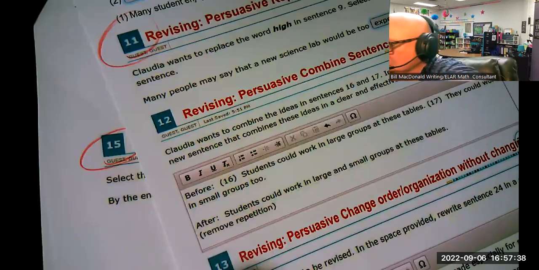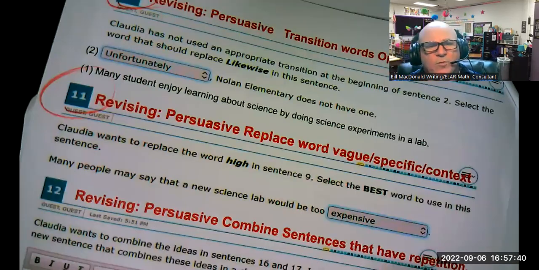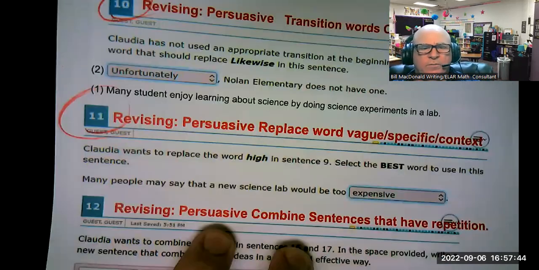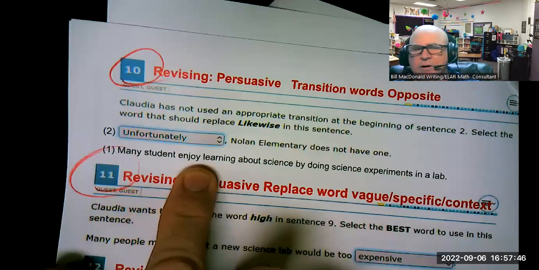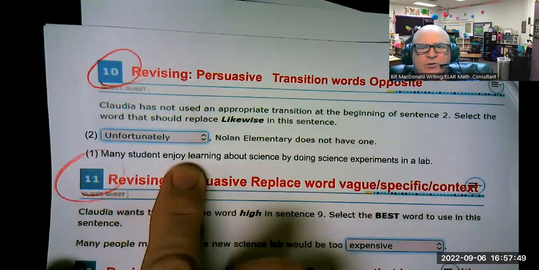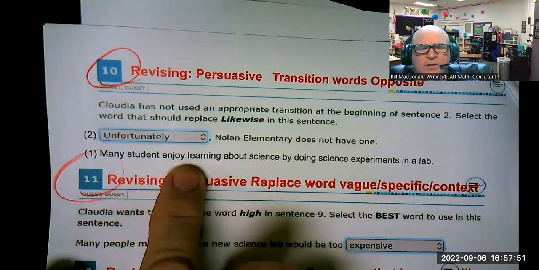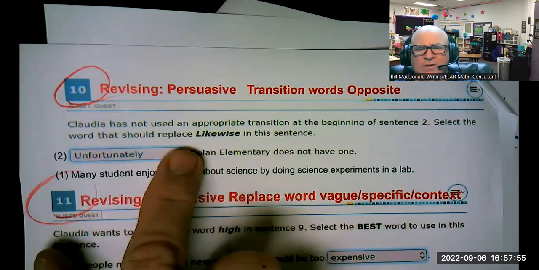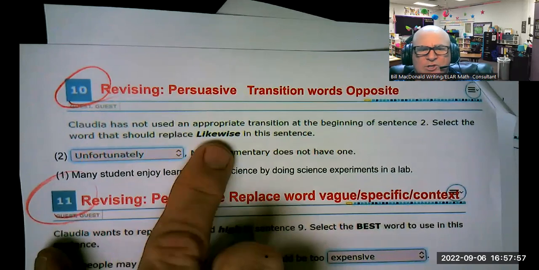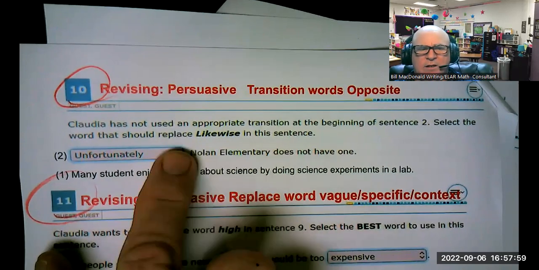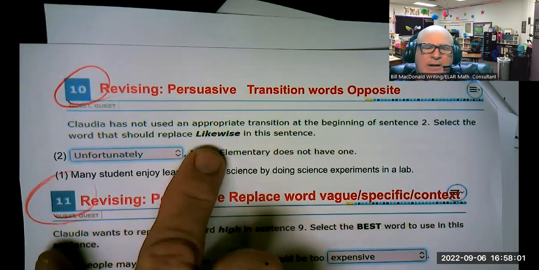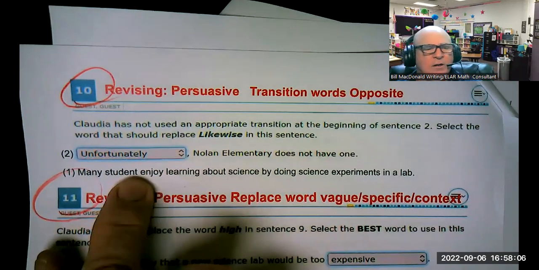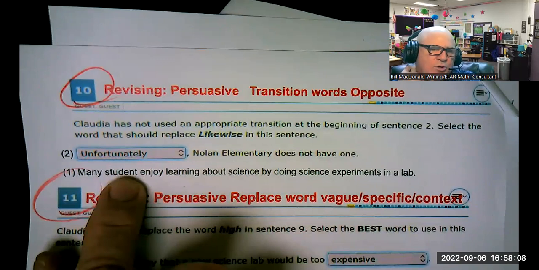Again, drop down menu. We're just going to look for the ones that require a word, phrase, or a number. Revising, a transition word meaning the opposite. Claudia has not used an appropriate transition at the beginning of sentence two. Select the word that should replace likewise in the sentence. So to keep you from having to go back into the passage, I went ahead and showed you what they have.